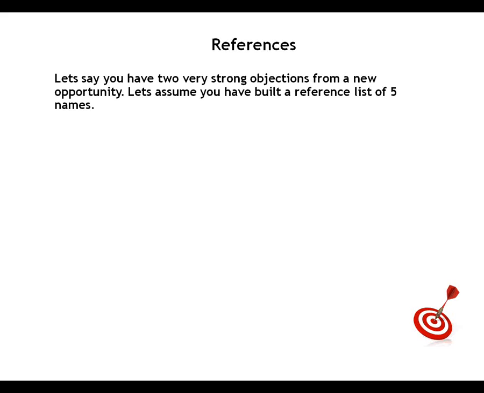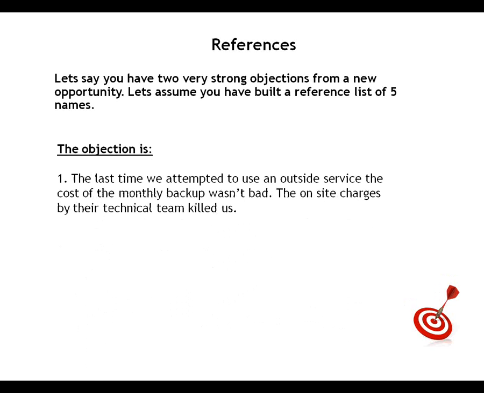Okay, from a reference standpoint, how do you use them, and how do they really become effective? Let's say you have 2 very strong objections from a new opportunity. Let's assume you've built a reference list of 5, 2, 10, it doesn't matter what it is. The objection is, the last time we attempted to use an outside service, the cost of monthly backup wasn't bad. The on-site charges by the technical team killed us.